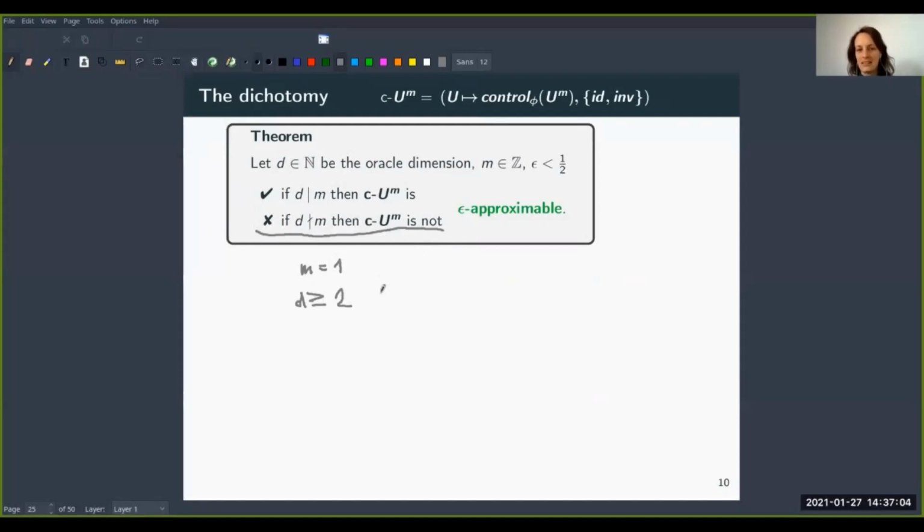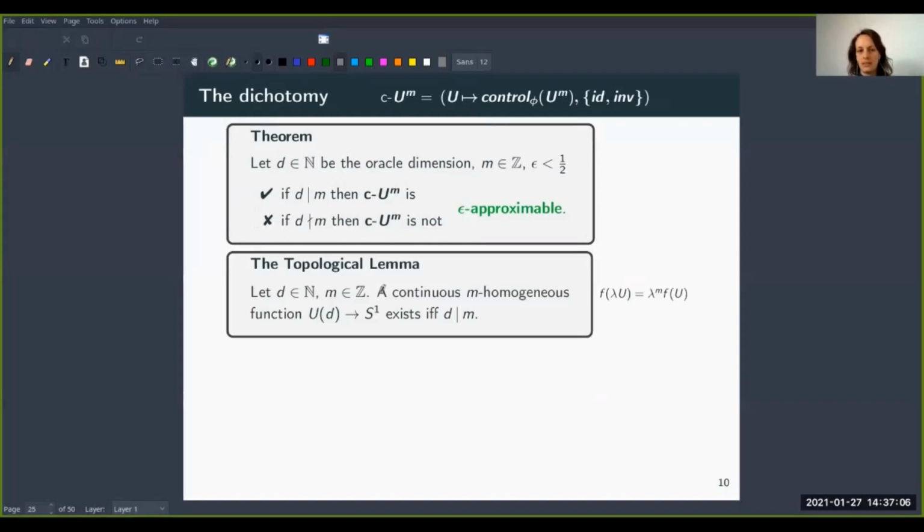To prove this impossibility, we will need the following topological lemma. Let d be a natural number, m an integer. A continuous m-homogeneous function from the d-dimensional unitaries to the circle exists if and only if d divides m. And a function f is m-homogeneous if this equation holds for all scalars lambda, which in the case of unitaries must be on the circle. And an example is the determinant, which is d-homogeneous.